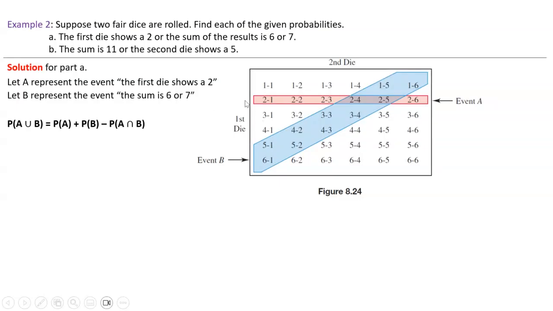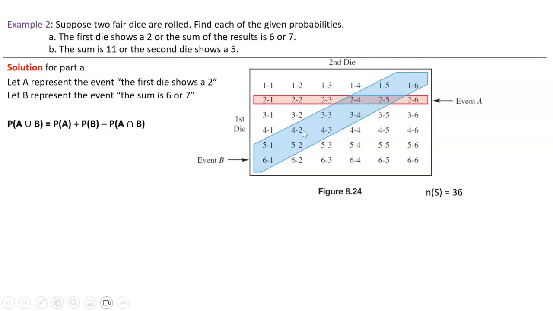Okay, now, here's event A. The event A is in red. Why? Because it says that the first die is a 2, so all these have the 2 first. So this is event A. And event B is the sum is 6 or 7. So all these have a sum of 6. And then the ones on the bottom have a sum of 7.